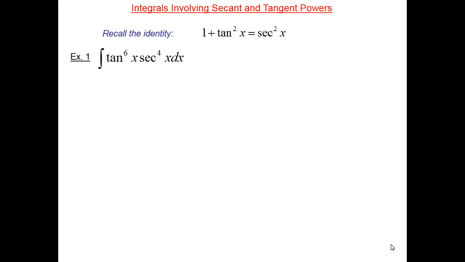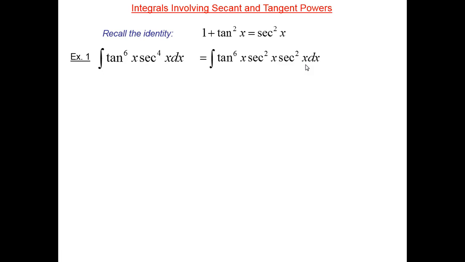Okay, we've started off here with the integral of tangent to the 6th x times secant to the 4th x dx. What we're going to do, I want you to notice that secant is an even power. So we're going to pull a secant squared factor out of the secant. Make sure you see what I did. This secant to the 4th x, I just rewrote as secant squared x times secant squared x.